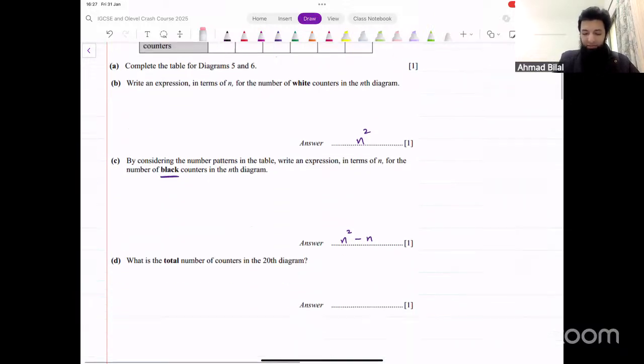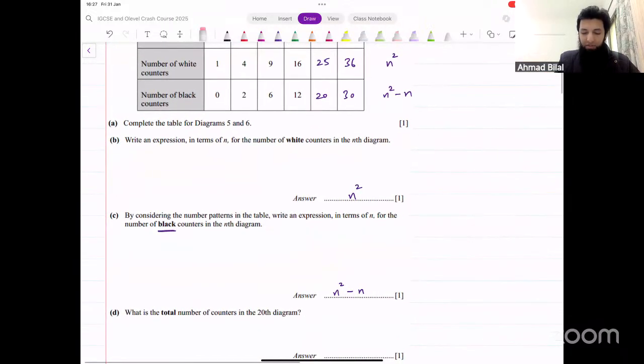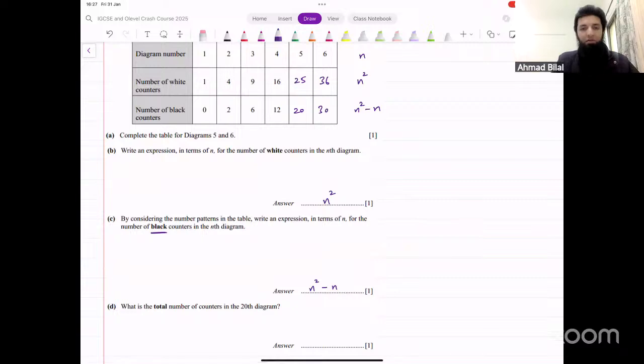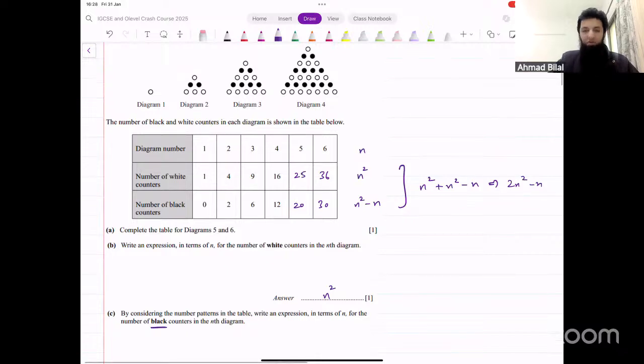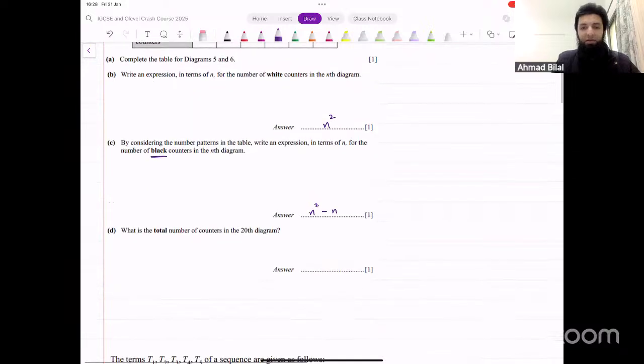Okay, now it says, what's the total number of counters in the 20th diagram? Total number of counters. Now we've got some white counters and we've got black counters. If you were to make an nth term formula for that, what's the total? Total of the second and third rows, white counters plus black counters. You just add them up together, n squared plus n squared minus n, which gives you 2n squared minus n. So the total number of counters is going to be given by 2n squared minus n.